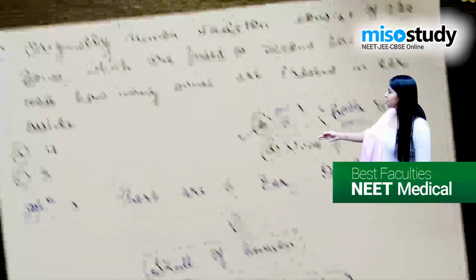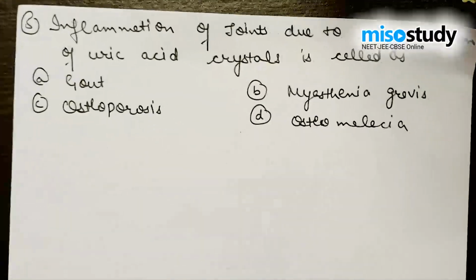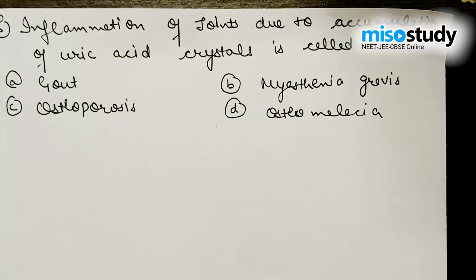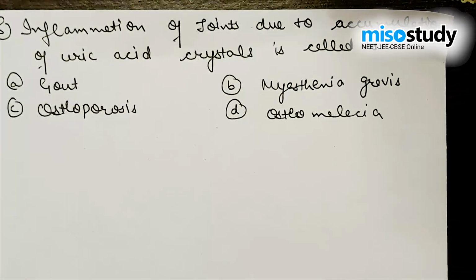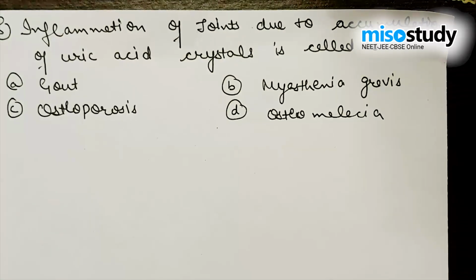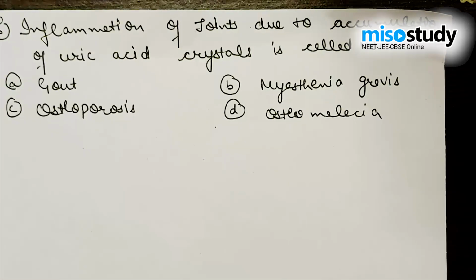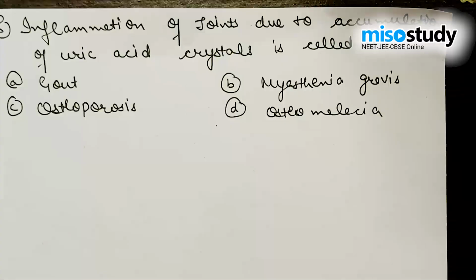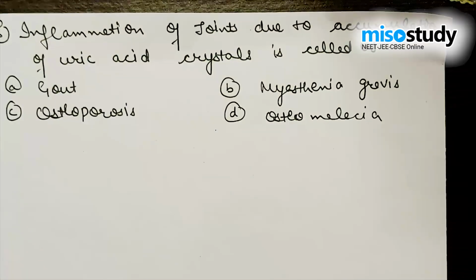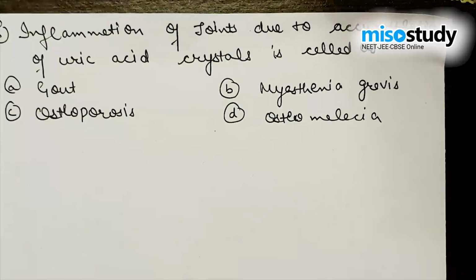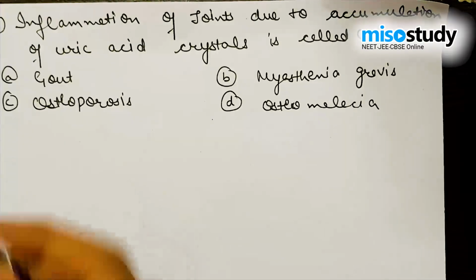Let's move on and discuss the last question from Locomotion and Movement. The last one is: inflammation of joints due to accumulation of uric acid crystals is called: option A gout, option B myasthenia gravis, option C osteoporosis, option D osteomalacia.